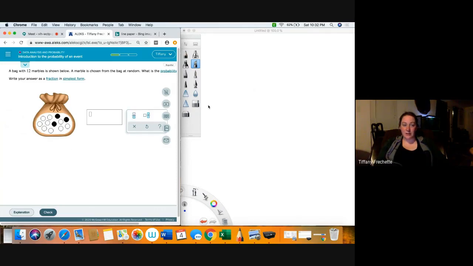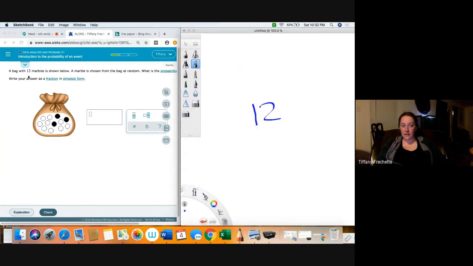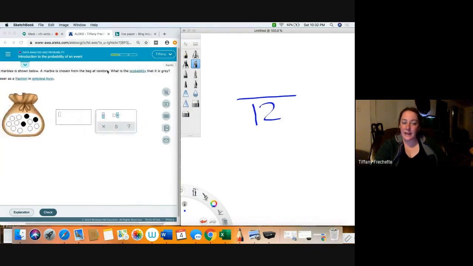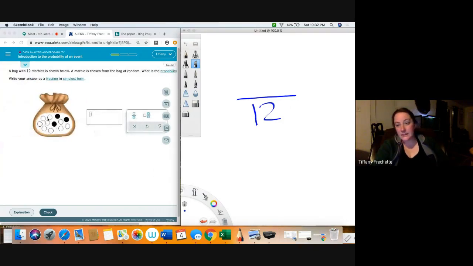All right, so in this one, we know we have 12 marbles. Again, they told us that right here in the beginning. So I know there's 12 possible outcomes. If I put my hand in that bag and pull a marble out one at a time, there's 12 different marbles that I can pull out of that bag. They said, what is the probability that it is gray? Is there any gray in this bag? Nope, only white and black marbles.